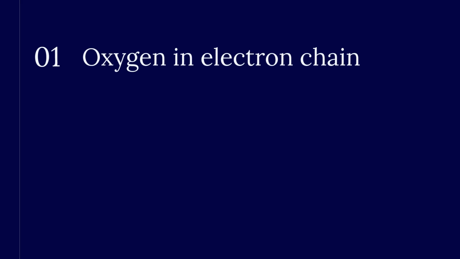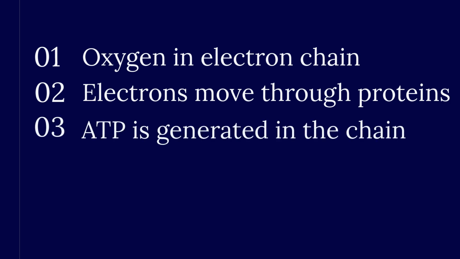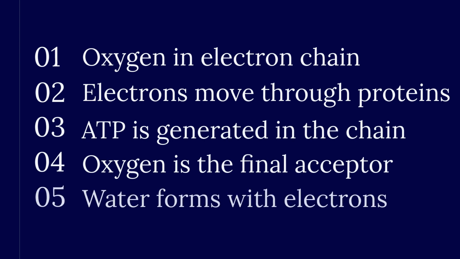Oxygen is crucial in the electron transport chain. Electrons move through protein complexes, generating ATP. Oxygen acts as the final electron acceptor. It forms water by combining with electrons and hydrogen ions. Without oxygen, the chain cannot function.